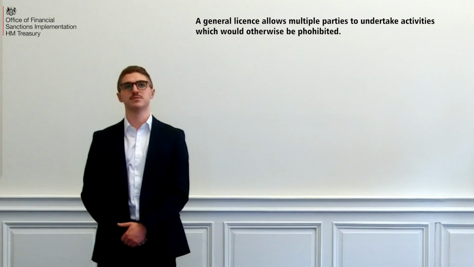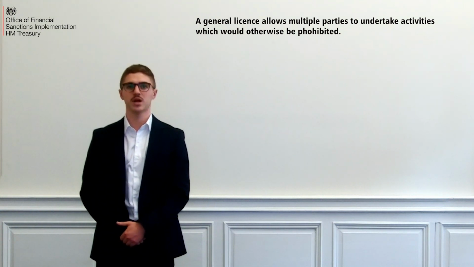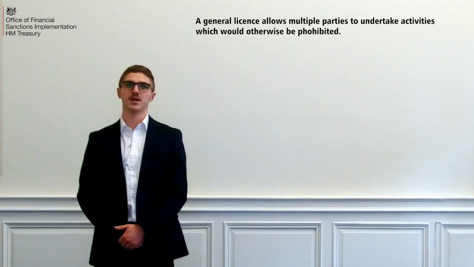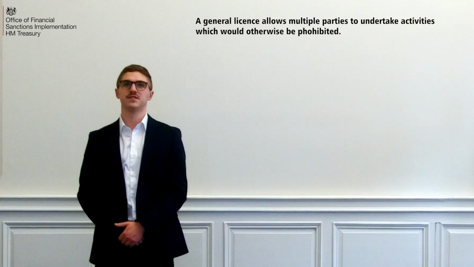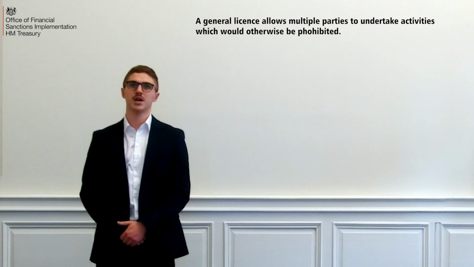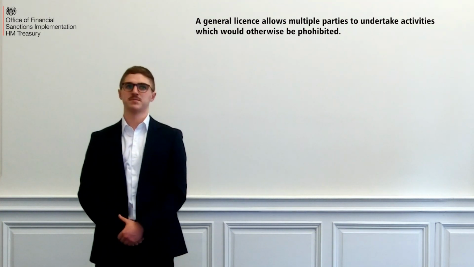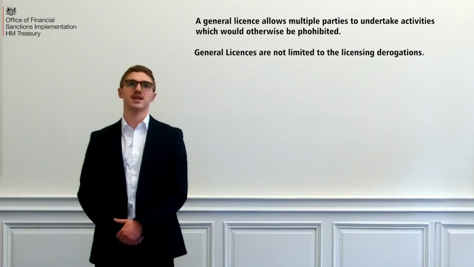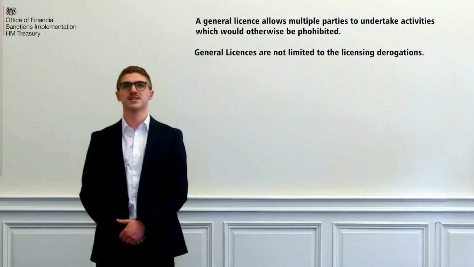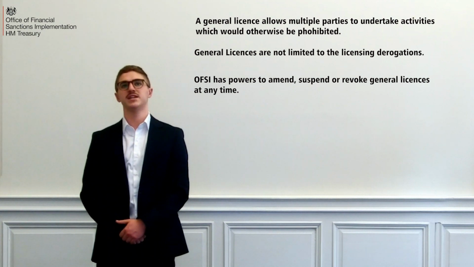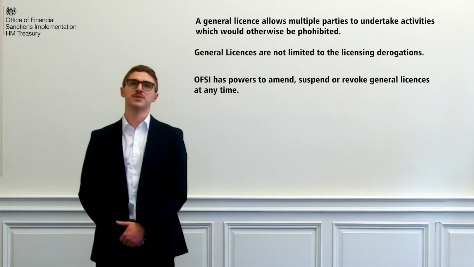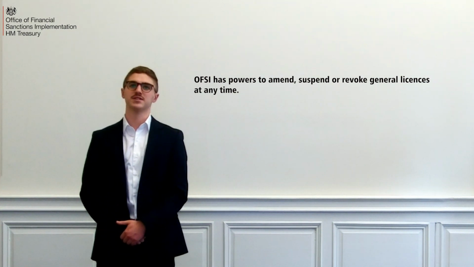So what are general licences? To summarise, a general licence allows multiple parties to undertake activities which would otherwise be prohibited without the need for a specific licence. And issuing general licences is a Treasury licensing power under Section 15 of the Sanctions and Anti-Money Laundering Act, which provides licences may be general as well as specific. General licences are unique in that they are not limited to the licensing derogations set out in the UK's autonomous sanctions regulations. OFSI have powers to amend, suspend, or revoke general licences at any time, but we do aim to engage with relevant stakeholders before taking such action.